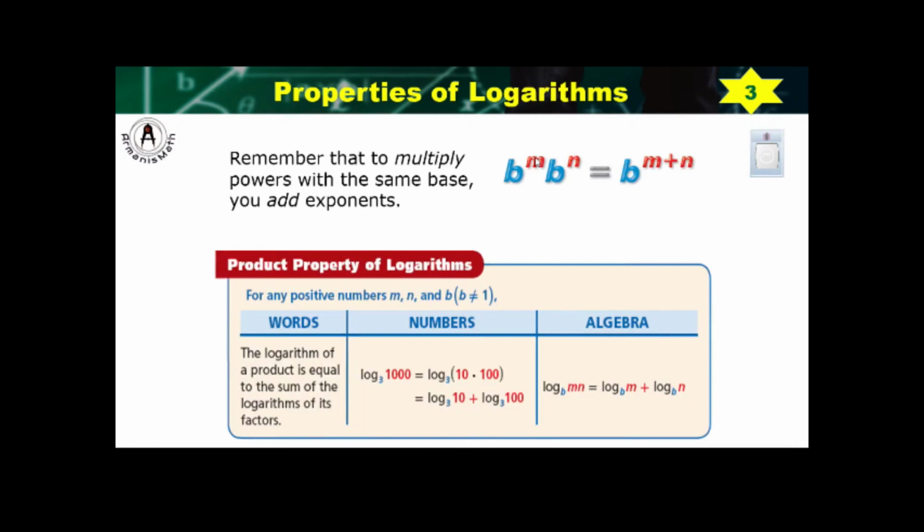Okay. M-th power times the same base to the n-th power will just add the powers because they have the same base. This is called the product property in logarithms. For example, if I have log base 3 of 1000, I could break out the 1000 into 10 times 100. In logarithms, you go from multiplication of m times n to the log of m plus the log of n.